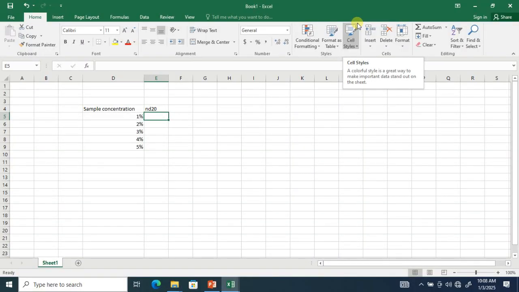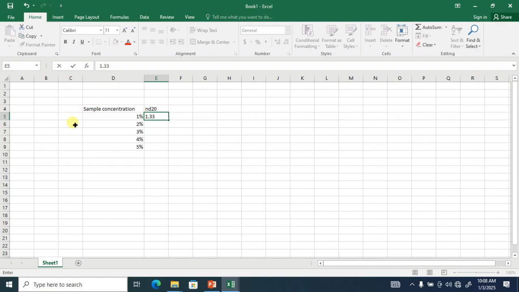How we'll plot the standard curve. In order to plot the standard curve, open any Excel file, and in one column you write the sample concentration. We have taken simple sugar samples of 1, 2, 3, 4 and 5% concentration. Now we will enter the ND20 values. I will just type here 1.3332, just as an example. You will do it on your own.